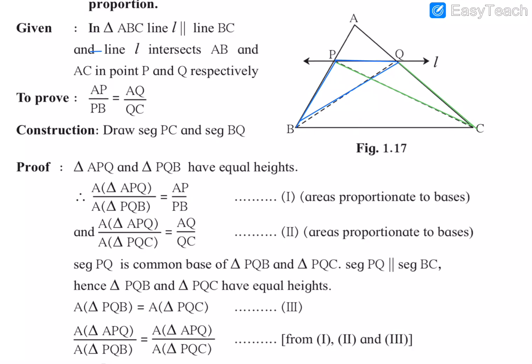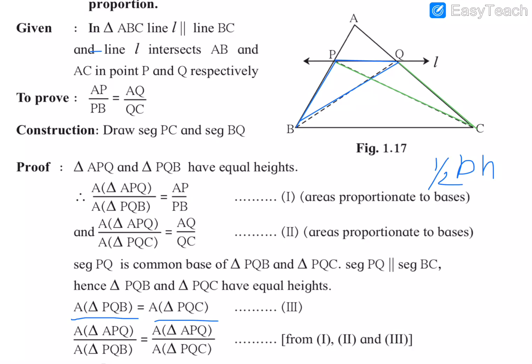So they have the same height, and their base is also common. The base is PQ and the height will also be the same. That means their area will be the same. We are finding the area by using the formula half BH. In the formula half BH, both these triangles have a common base, that is PQ, and the height will also be the same. So we can write area of triangle PQB is equal to area of triangle PQC.